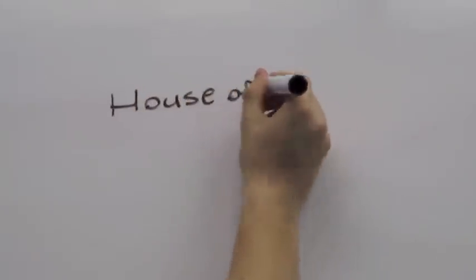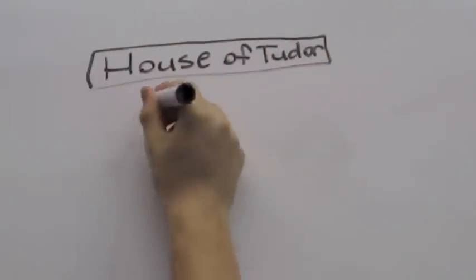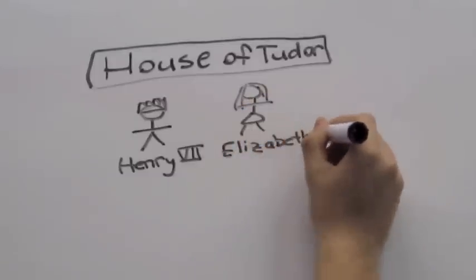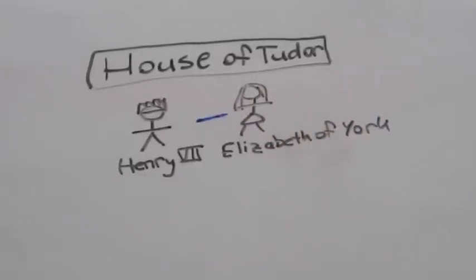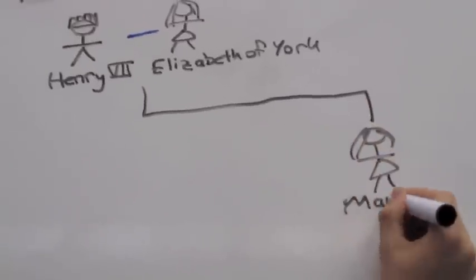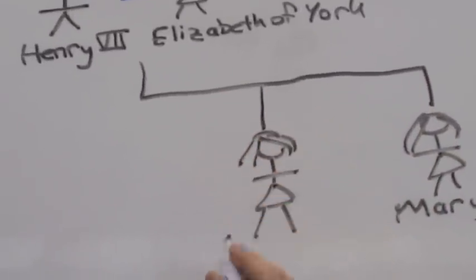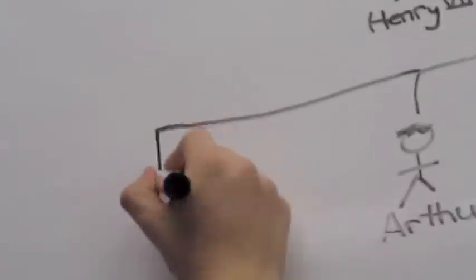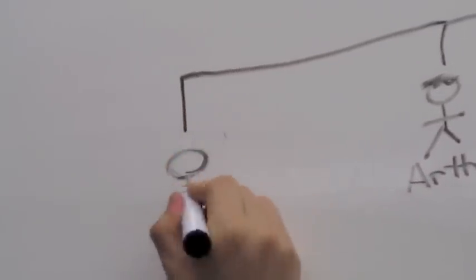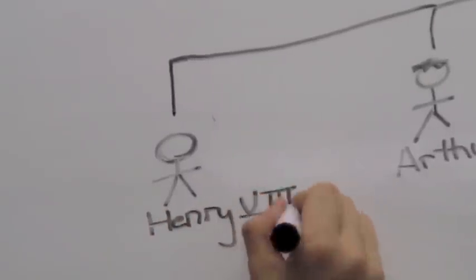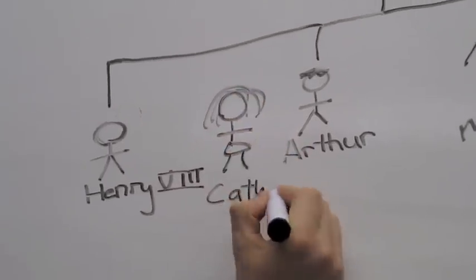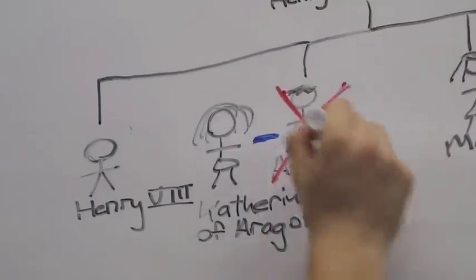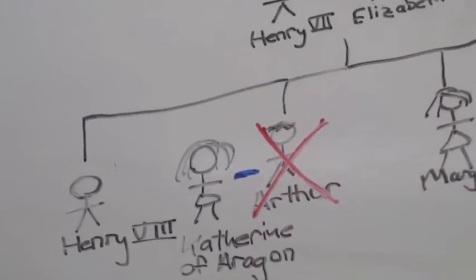Now we're going to go through an outline of the House of Tudor. The first Tudor monarch was Henry VII, and his marriage to Elizabeth of York reunited the York and the Lancaster houses. They had 7 kids, but only 4 lived to adulthood: Mary, Margaret, Arthur, the eldest and heir to the throne, and Henry, but he's not king yet. Henry VII wanted Arthur to marry Catherine of Aragon, a Spanish princess, and they did get married, but it was only for 4 months because Arthur died.